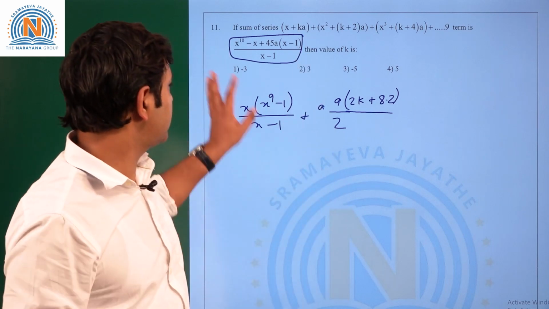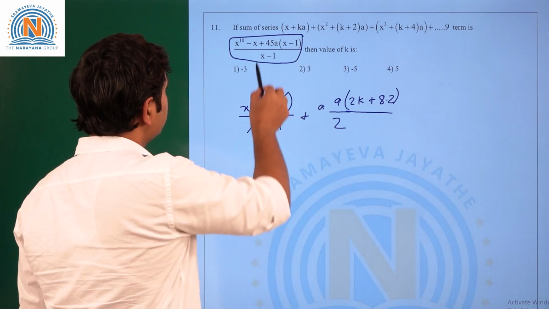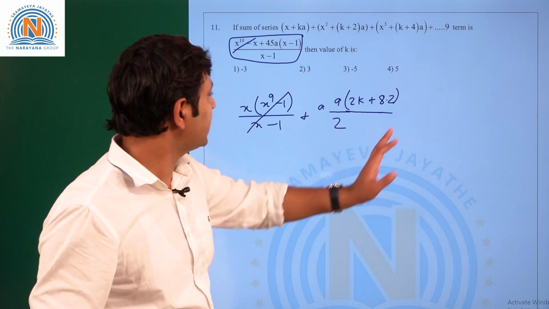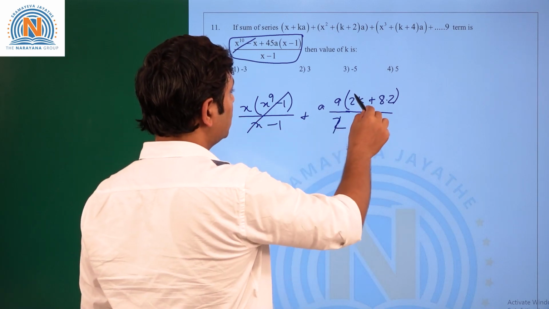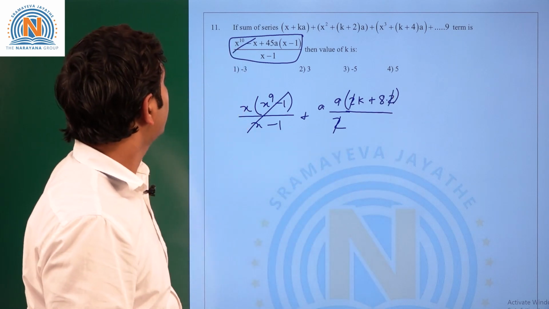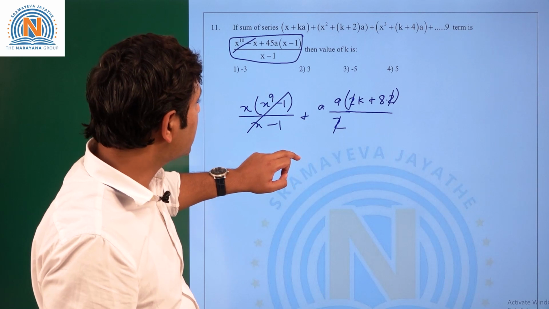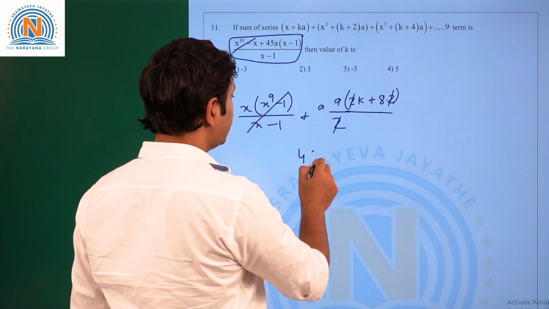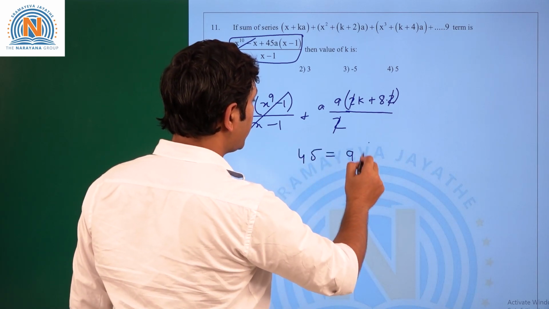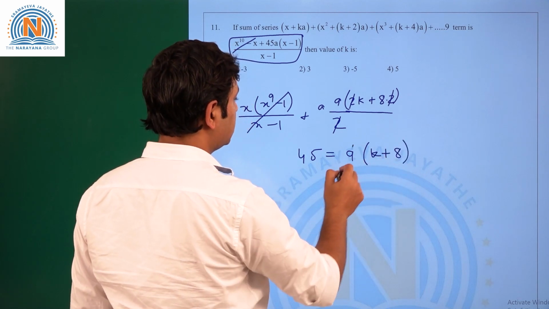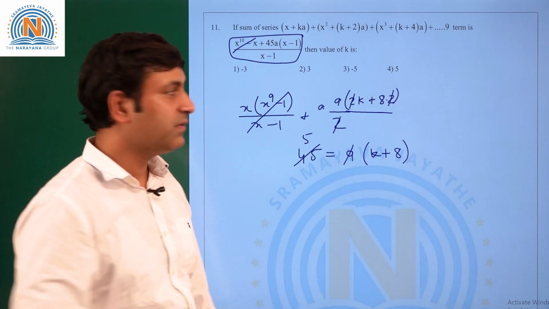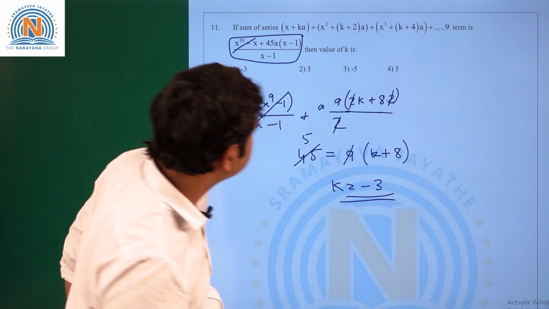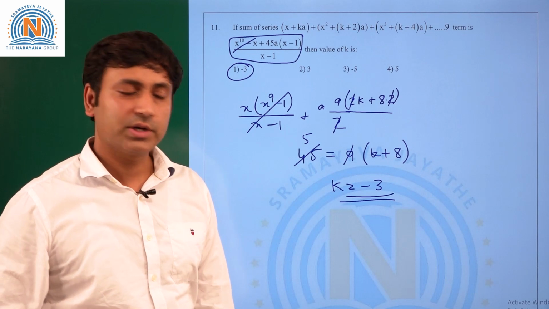Now, from these 2 expressions, can we simply say that this we can see here? Now, we have to compare this expression to that expression. After cancelling this 2 and after taking LCM, obviously we will have 45a is equal to 9a into this k plus 8. So 45 is equal to 9 into k plus 8. So k plus 8 is 5 and k is minus 3. We'll mark that, minus 3 is visible, and we'll move on to the next question.